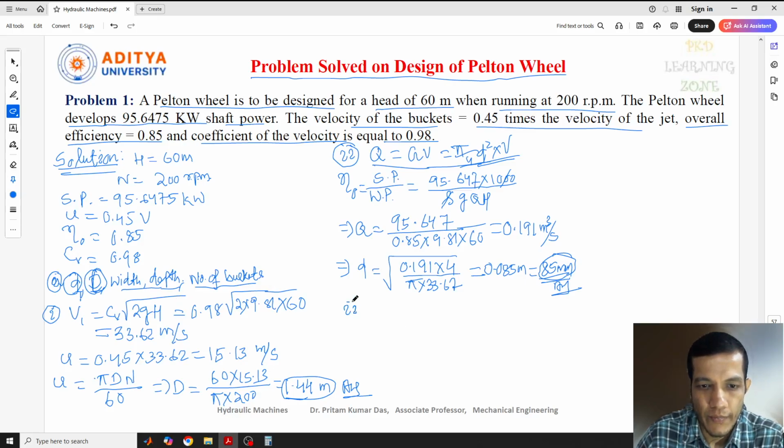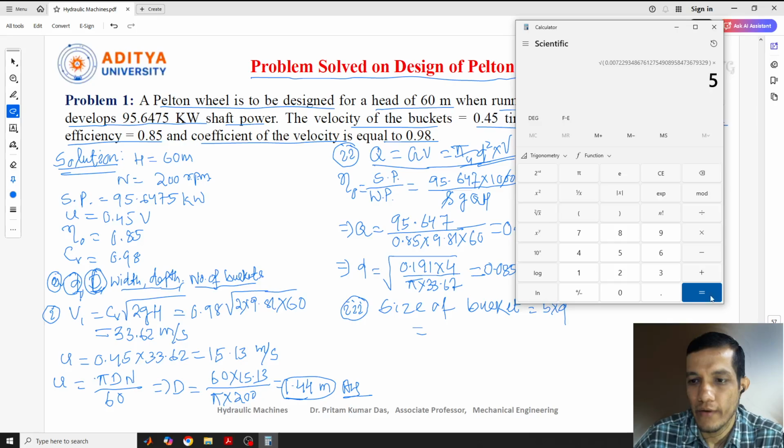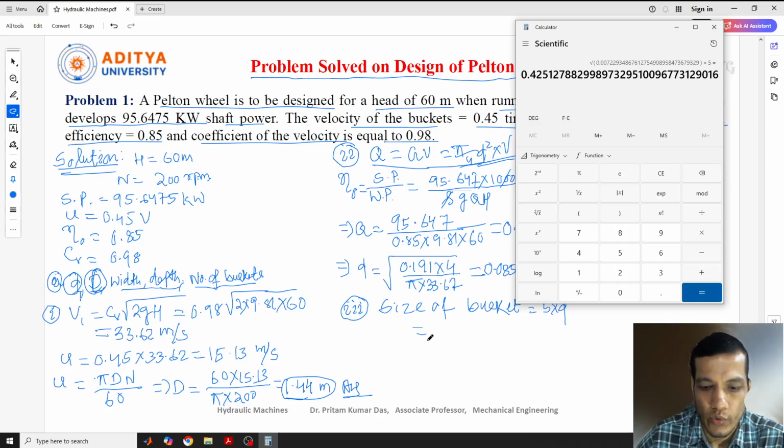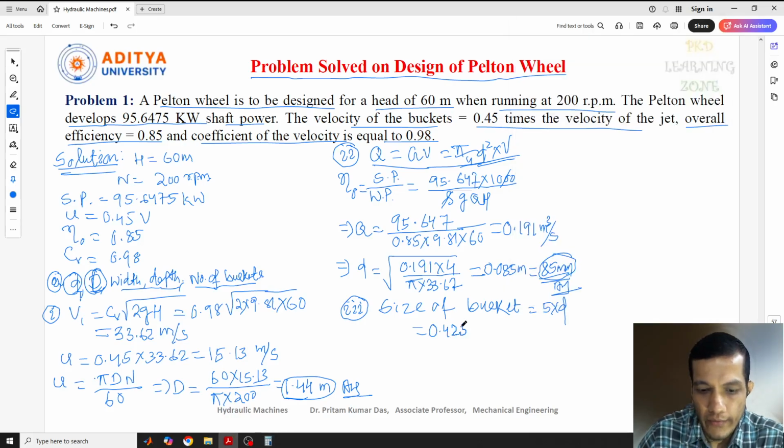The next one is the size of the bucket. The size of the bucket is calculated by the simple formula 5 into D. D we have already calculated, so multiplying by 5 we get 0.4251. So we can write this as 0.425 meter, or 425 millimeter. This is another answer.